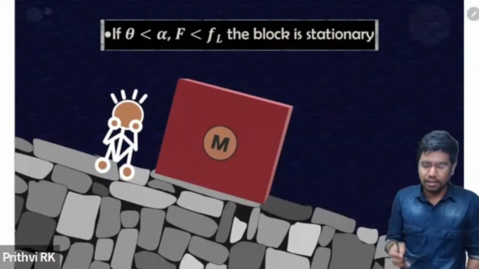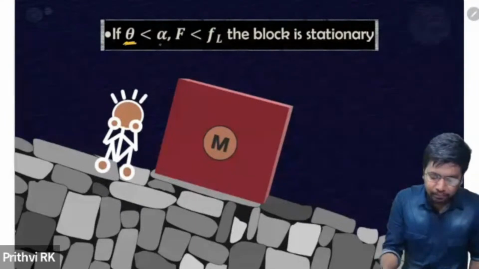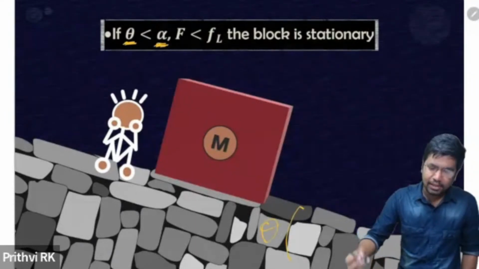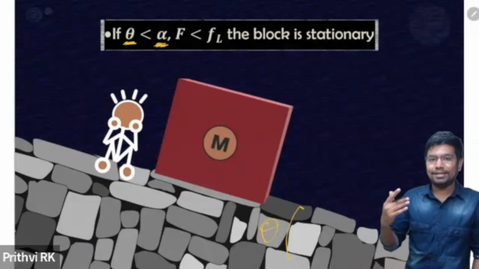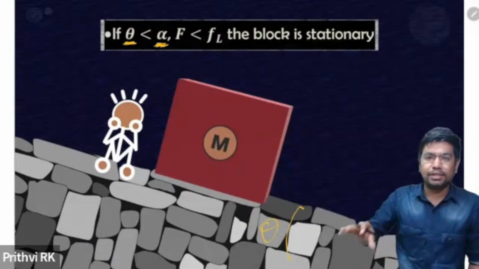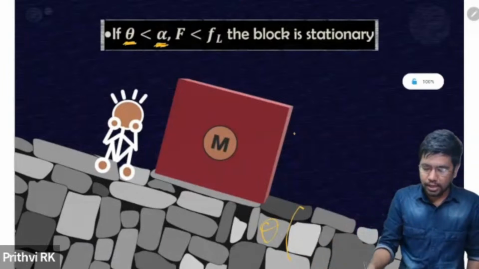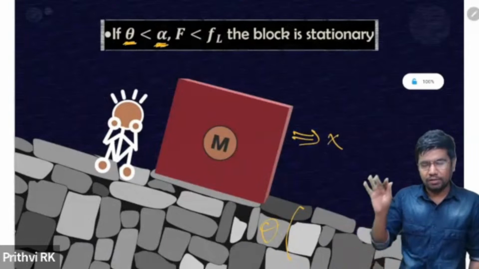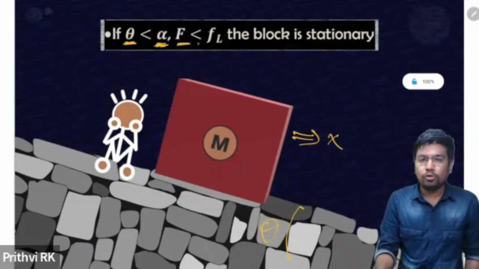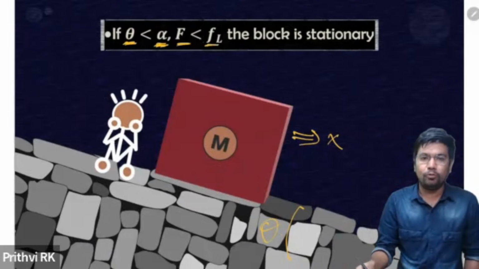And what are the conditions? If the value of theta, the angle at which it is inclined, is less than alpha, then the block will be stationary. It will not slide down, it will not move down, it will stay there. Here the pulling force will be less than the frictional force.